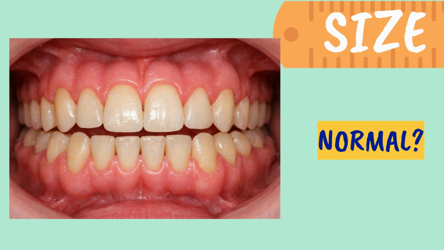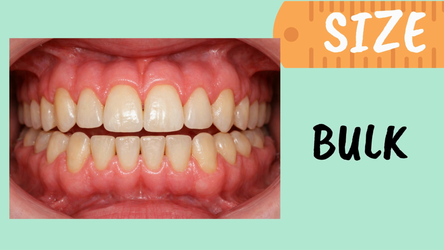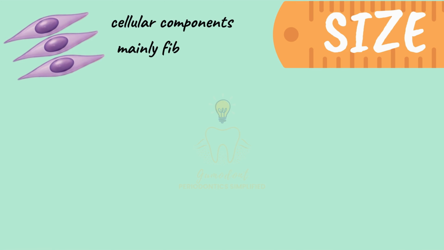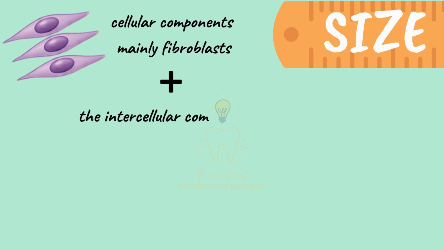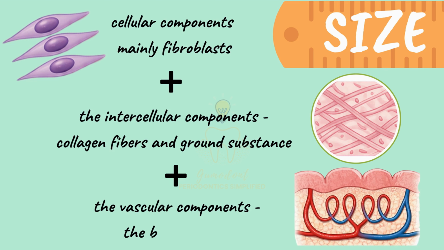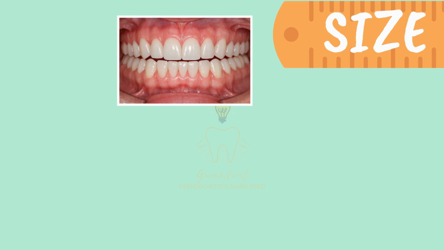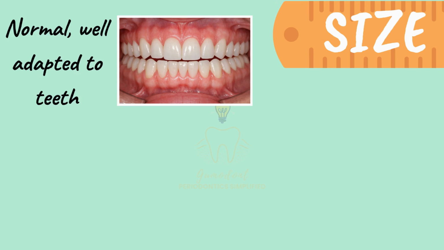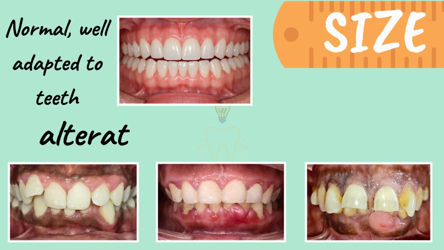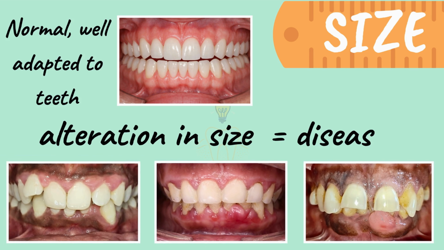Apart from color, another important clinical feature of gingiva is its size. The size of the gingiva depends on the overall bulk of the tissue, including its cellular components, mainly fibroblasts, the intercellular components, such as collagen fibers and ground substance, and the vascular component, that is, the blood vessels. Together, these determine the overall volume of the gingiva. In health, this balance is maintained, so the gingiva appears normal in size and well adapted around the tooth. Any change in these components can lead to an alteration in size, which is commonly seen in gingival disease.